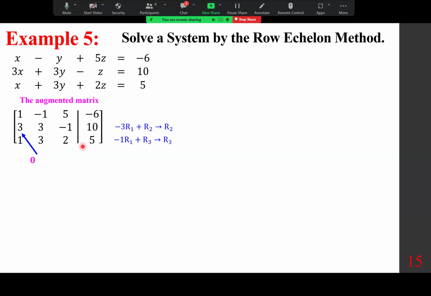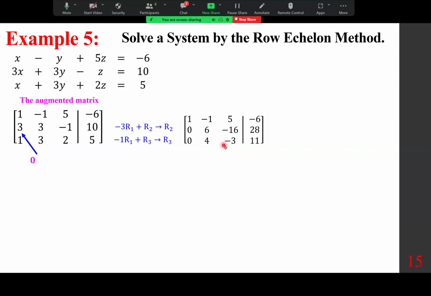This one, simply put, subtract this one from this one. Subtract this from this one, you get 0. Subtract this one from this one, you get 4, because 3 minus 1. 2 minus 5, negative 3, 5 minus negative 6 makes it 11. So I'm assuming we can easily do this.